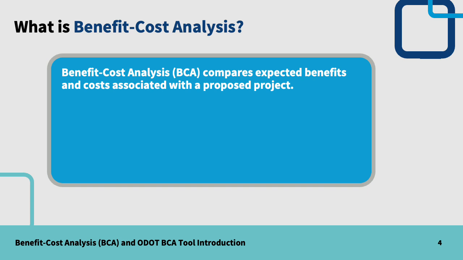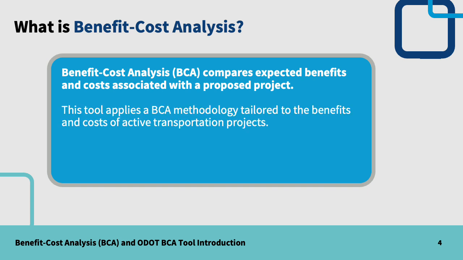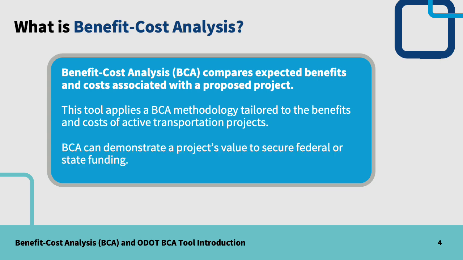Benefit cost analysis, or BCA, is a way to compare the expected benefits and costs of a project over time. This helps determine whether a project is worth the investment. This BCA tool is tailored specifically to active transportation projects like walking and biking improvements. The tool applies dollar values across diverse types of benefits associated with these projects. This way, we can compare benefits and costs in dollar terms, an apples-to-apples comparison. The tool can also be used to help make the case for federal or state funding.